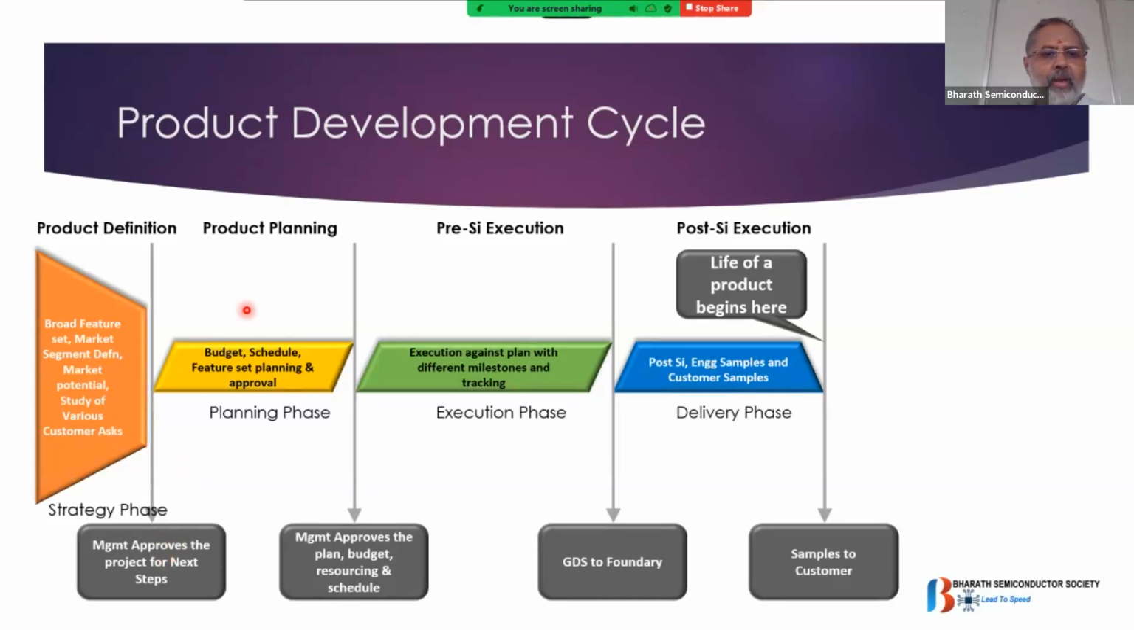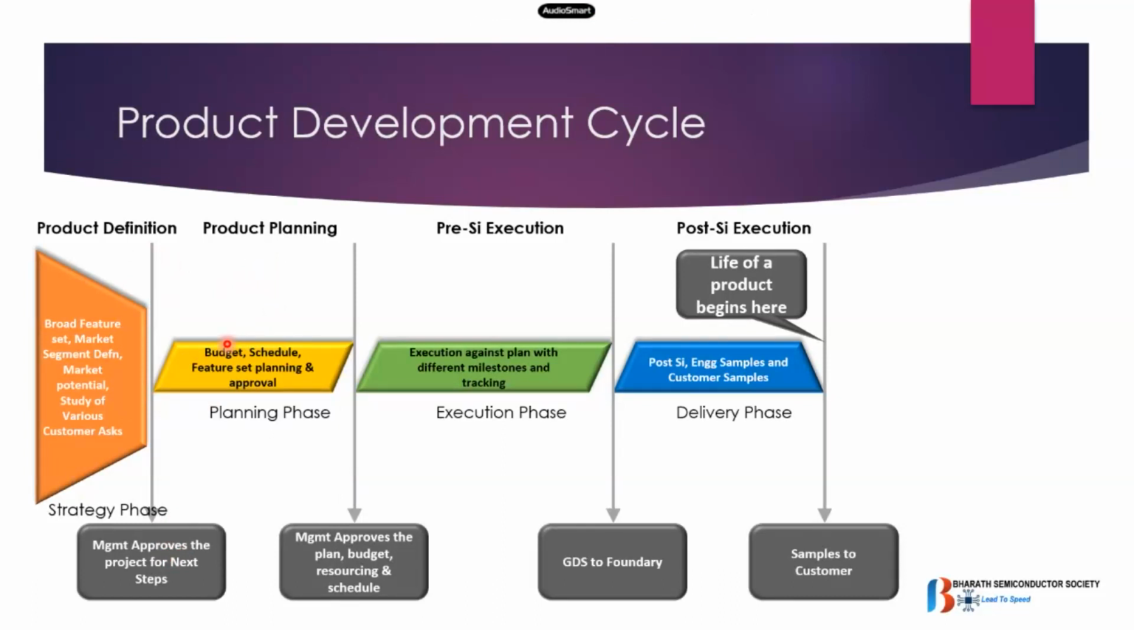So this is the product definition phase, then the product planning phase. So what is the budget? Let me ask, what is the budget? Have you ever heard it? You go to your family, right? Your father or mother uses a respective word for budget in the local language. Please answer. Budget means investment of money on a product.